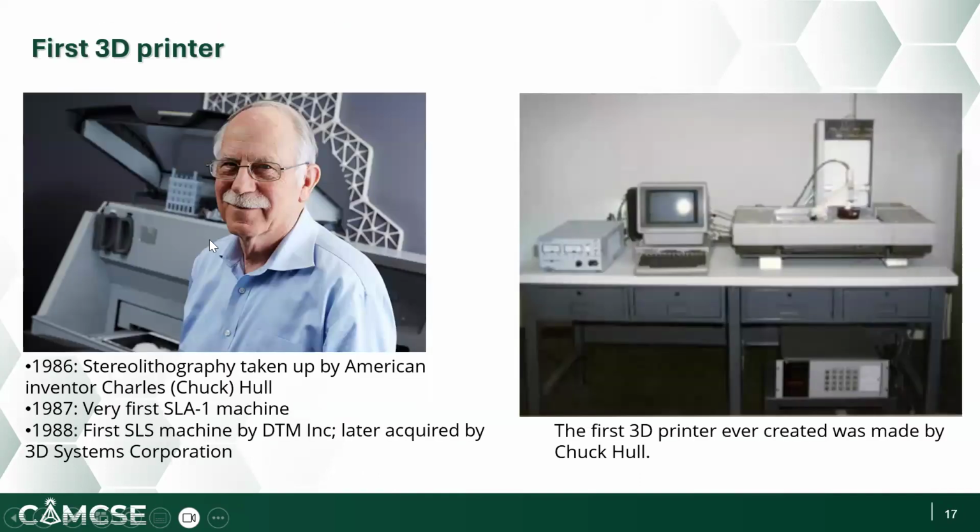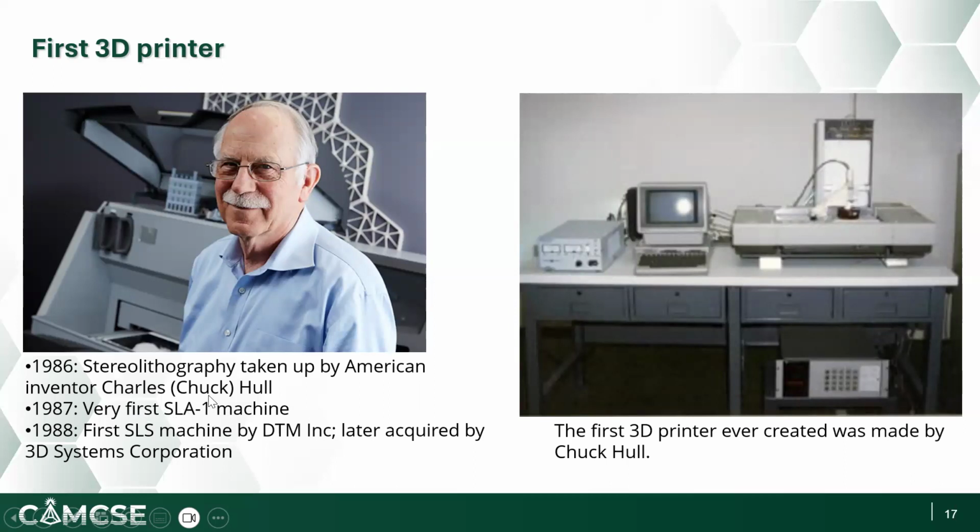So now let's look at when the first 3D printer was invented. This can be traced back to the 1980s. In 1986, the first 3D printer was invented by Charles Hull. This 3D printer was actually a stereolithography technique, so it's called projection stereolithography. And then after this concept was invented, in 1987 the first stereolithography machine was made.